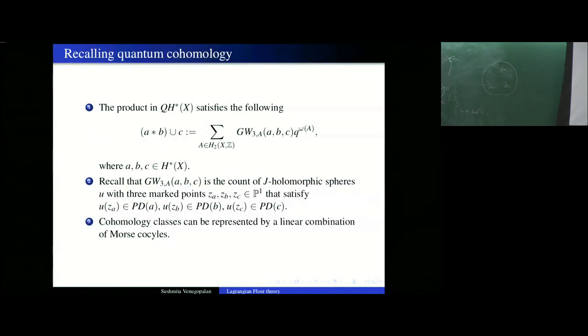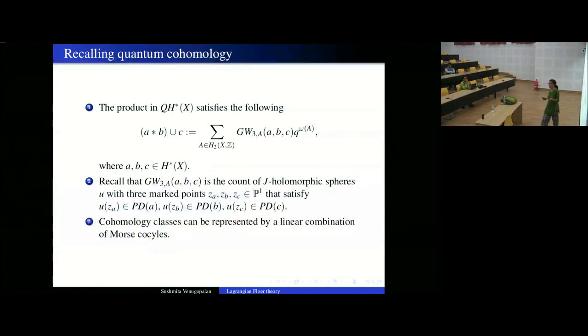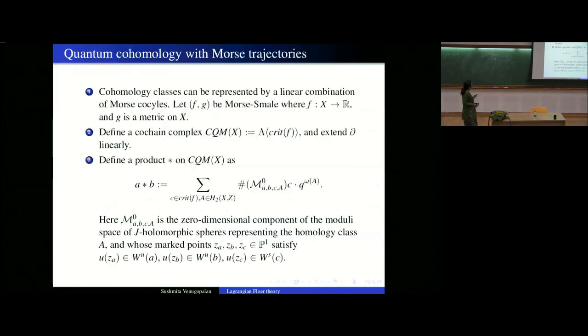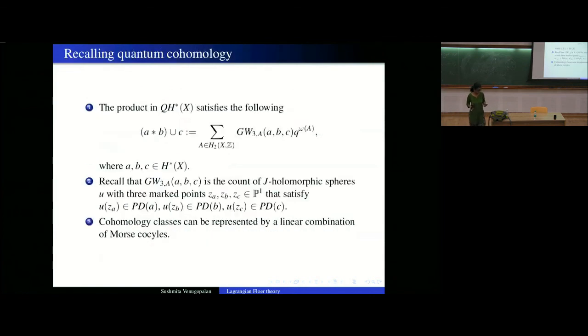Okay, now we use the idea that cohomology classes can be represented by a linear combination of Morse cocycles. So instead of cohomology cycles, I'm going to use Morse cocycles and see what happens. Yes, you just extend it linearly over the Novikov ring.